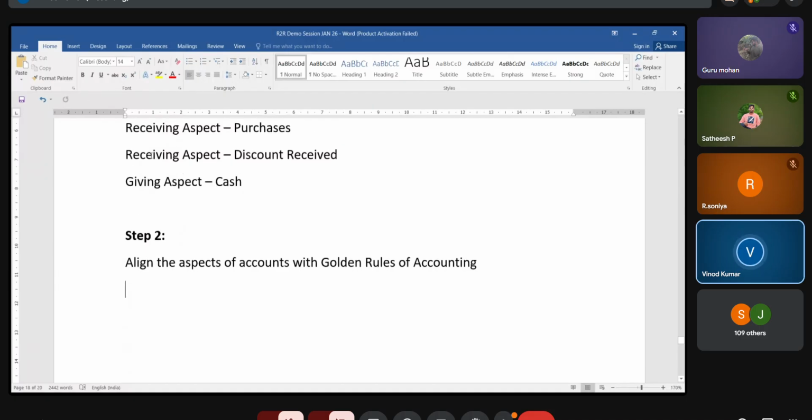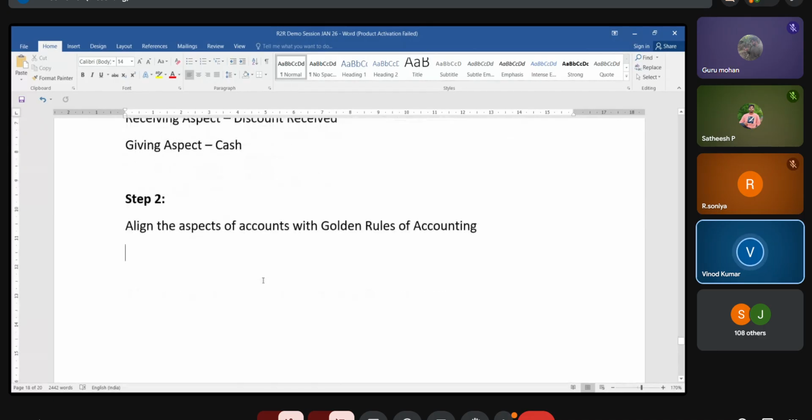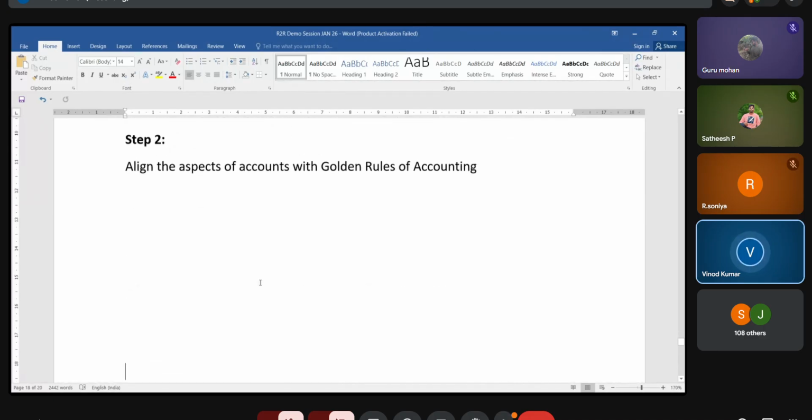Once the aspects have been identified, we need to debit and credit. For every transaction, there is a debit and credit. To finalize the debit and credit, we need to follow some rules. Those rules are called the golden rules of accounting. So what are those? There are 3 golden rules of accounting, guys.